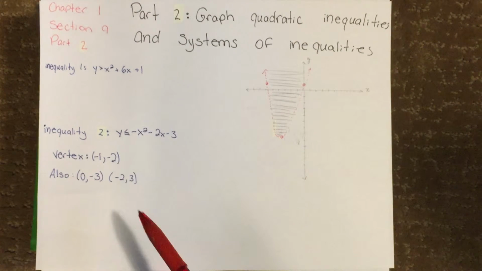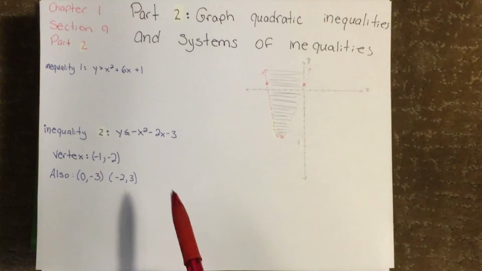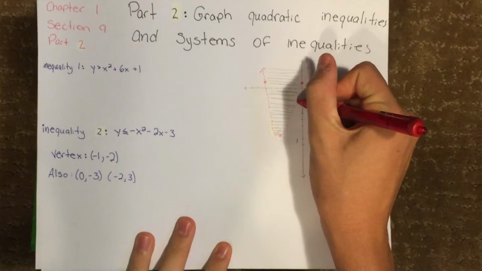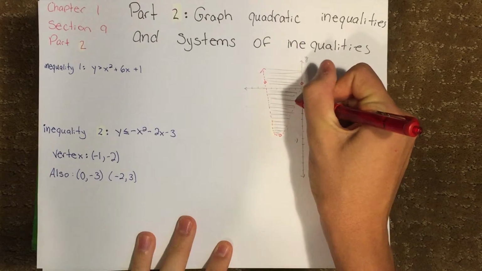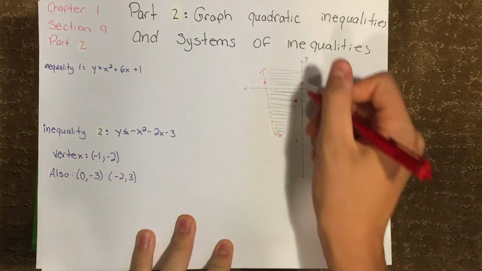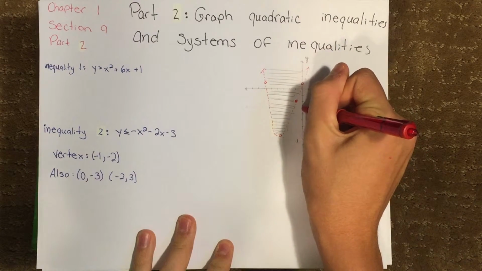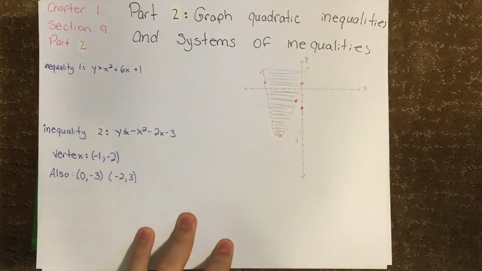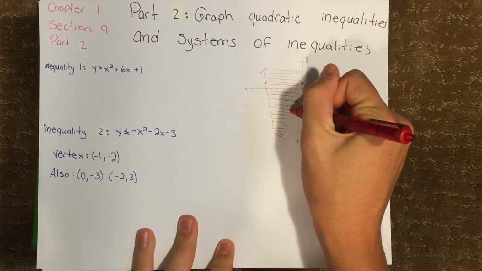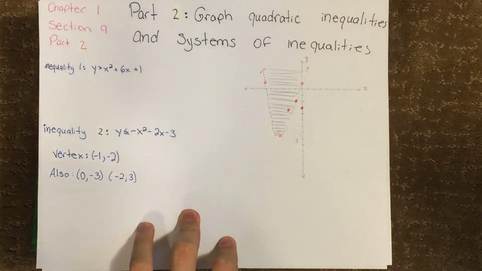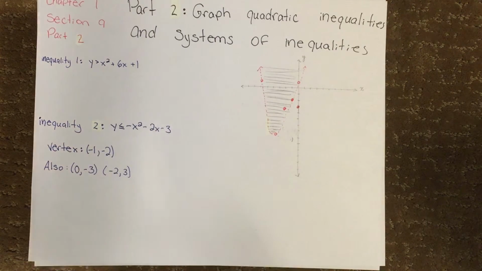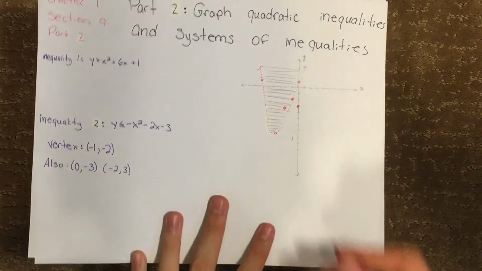So I'm going to plot these points. Vertex is negative 1, negative 2. Zero, negative 3, and negative 2, 3. So we have the filled in dots, and now I'm going to connect them, make a parabola.